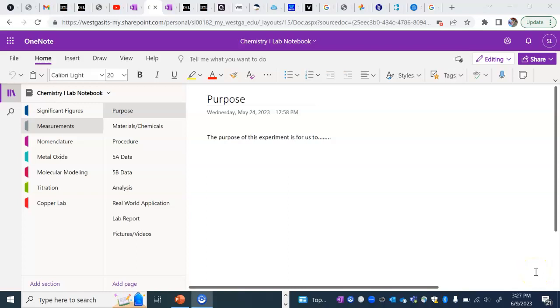Hey everybody, lots of questions about the lab notebook after lab this week. This is going to be for our measurements lab. What you see, these tabs, are what is expected out of all of the wet labs. All of the wet labs, these tabs will remain the same.